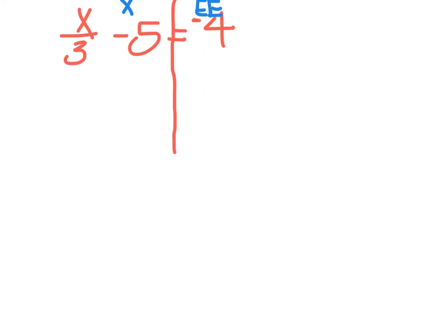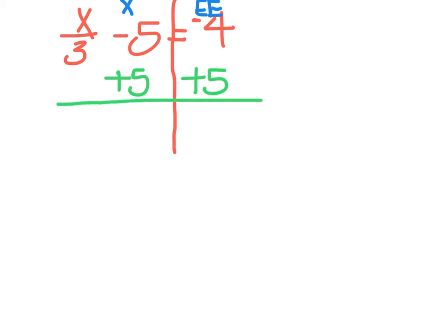So I've now got to figure out what I need to move. So what's in the wrong place? Well, this minus 5 right here doesn't have an x with it, so that means it's what needs to go. So to get rid of something that's minus, I'm going to do the opposite of minusing, and I'm going to add 5 to both sides. Because whatever I do to one side, I have to do to the other.